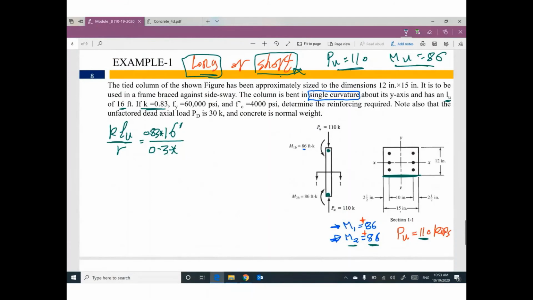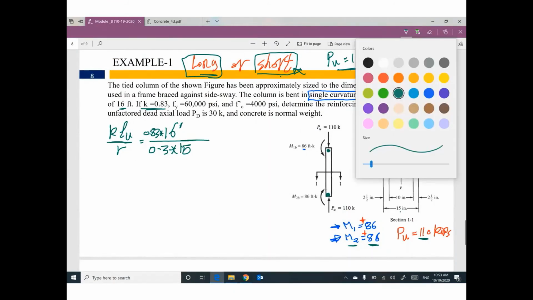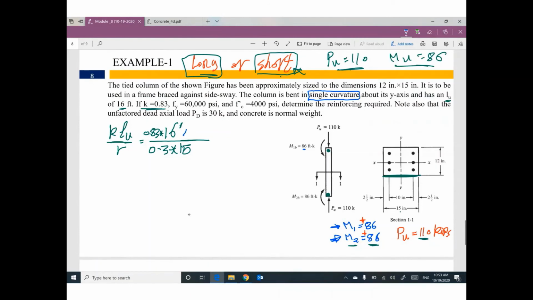But we have an issue here. Lu is in feet, so I have to multiply it by 12 to get inches, because the denominator is in inches, 15 inch. This value will be how much? 35.4.